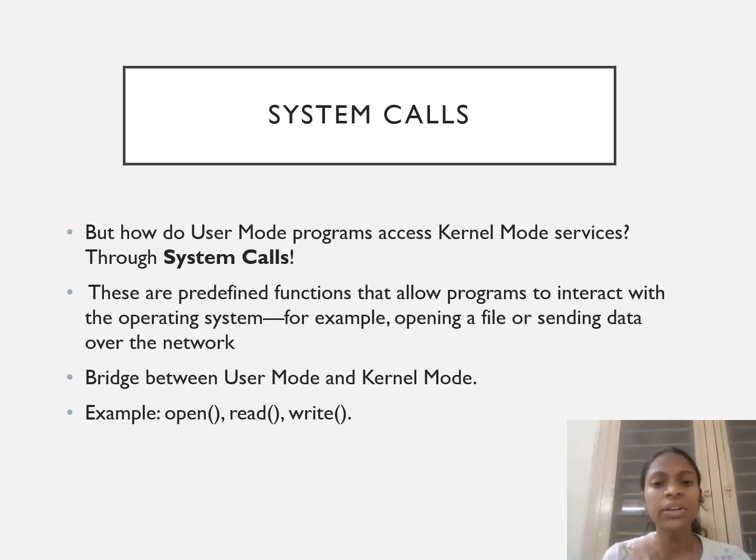So there are predefined functions that allow programs to interact with the operating system, such as opening a file, reading a file, writing a file, sending data, etc. These all act as functions. So these functions are acting between the user mode and the kernel. So how does user mode use the facilities of kernel mode? How can we balance these two modes? So here the bridge is system calls.